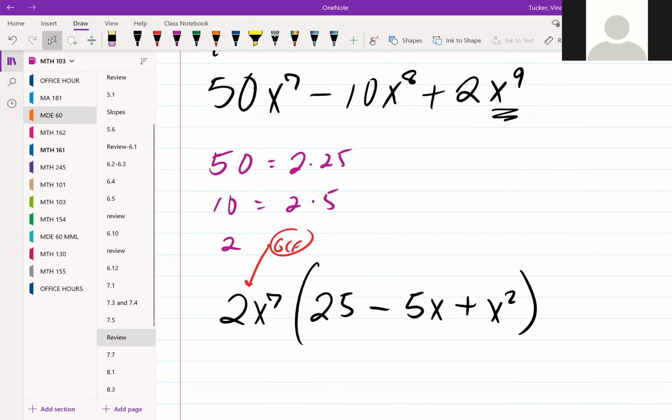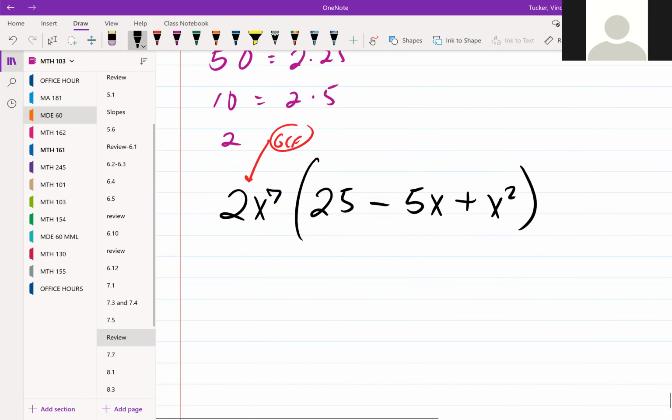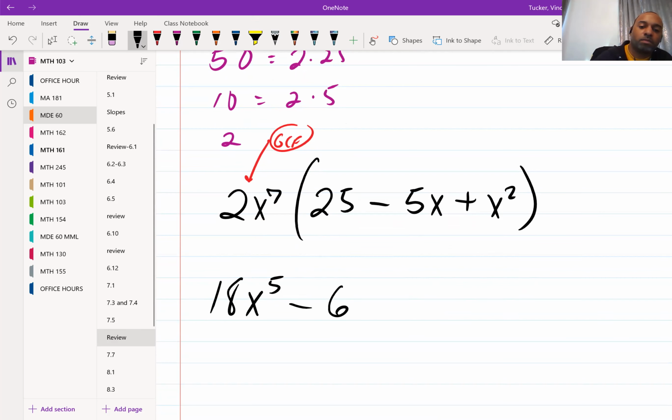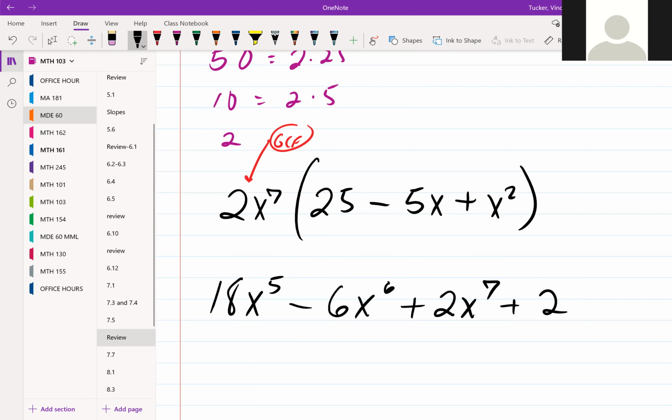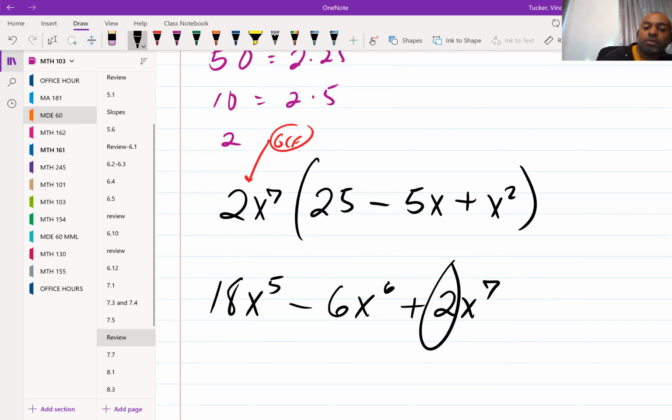Yeah, 18x to the fifth, negative 6x to the sixth, and plus 2x to the seventh. Oh, okay, gotcha. Okay, so same type of vibe here. All three of them are even. So you know if nothing else, you can pull out a 2. And the only thing that you have back here is 2.